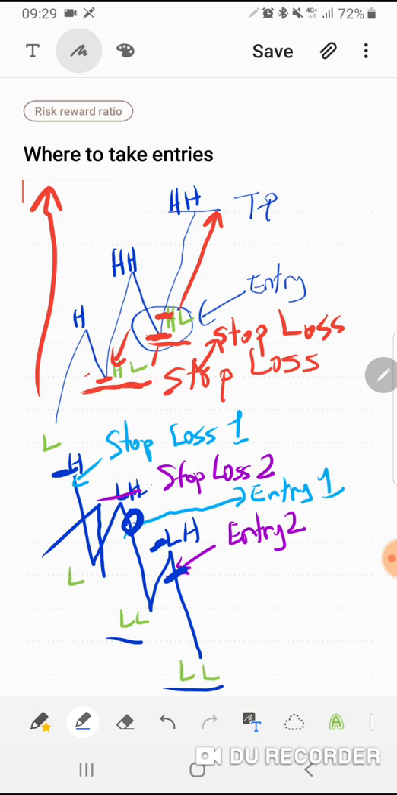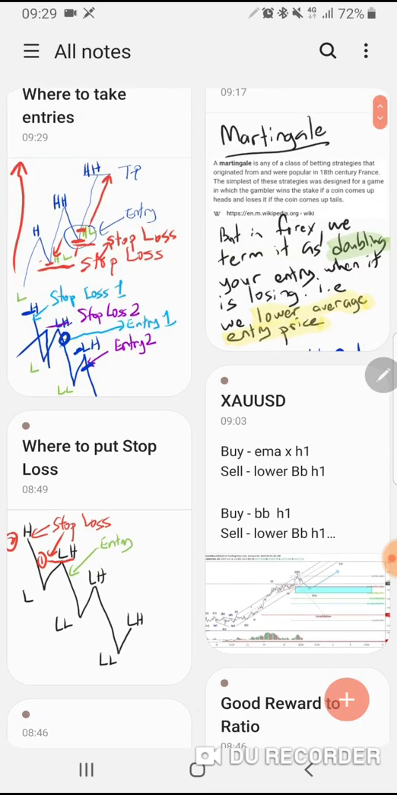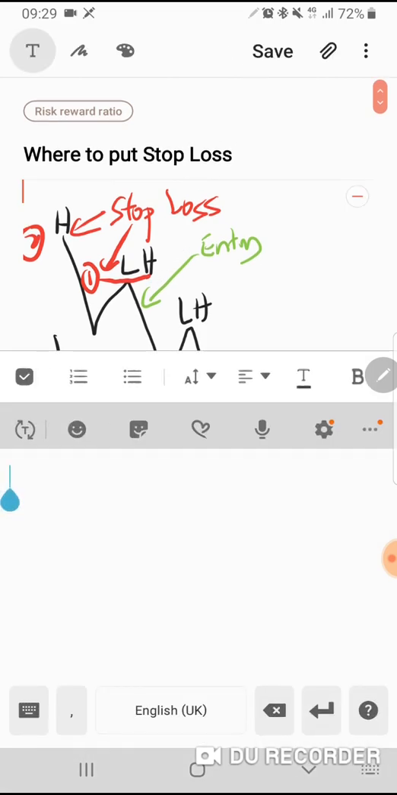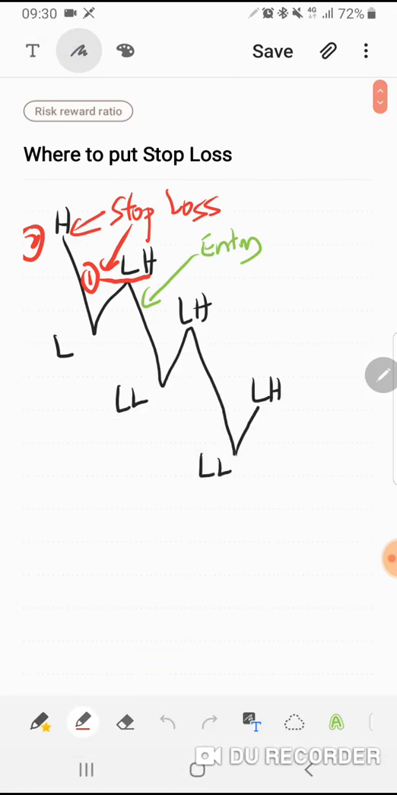Now I'll show you how we actually can calculate the risk reward. Let me save and then I'll open the other one. This is also similar to what I mentioned, you can catch your entry here, and put your stop loss here or here. It's up to your risk appetite and also the time frame that you're working on.